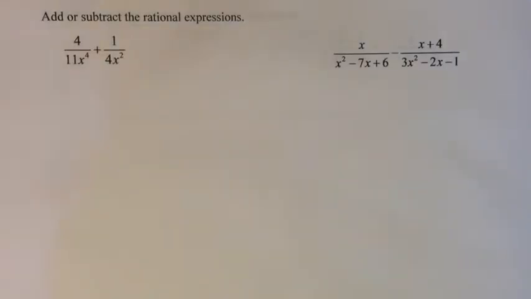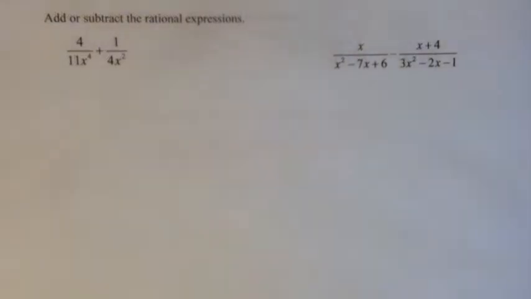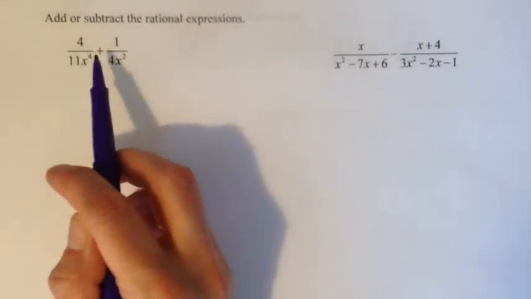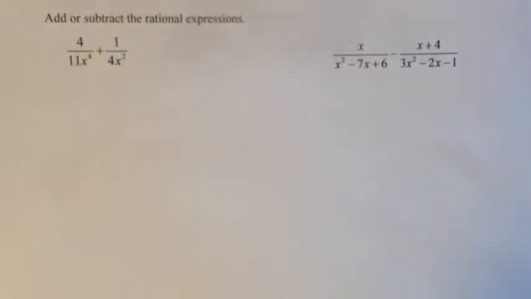So far, we've seen how to find the least common denominator for some rational expressions, and then how to build up each rational expression to have the same denominator. Now we're going to get to the whole big point of it all, which is to add or subtract those rational expressions. Notice that we're coming back to these same examples that we've been working with this whole time. I'm going to work on adding 4 over 11x to the 4th plus 1 over 4x squared.